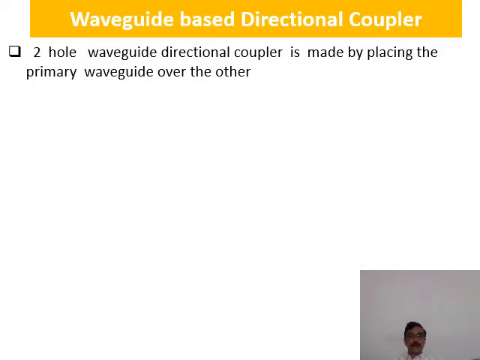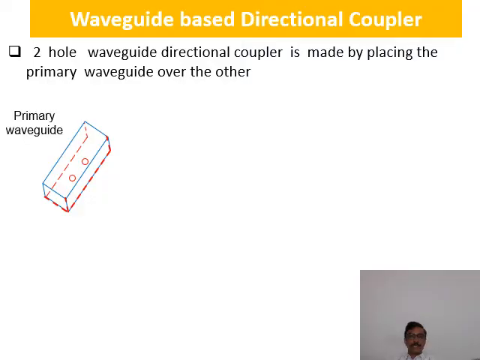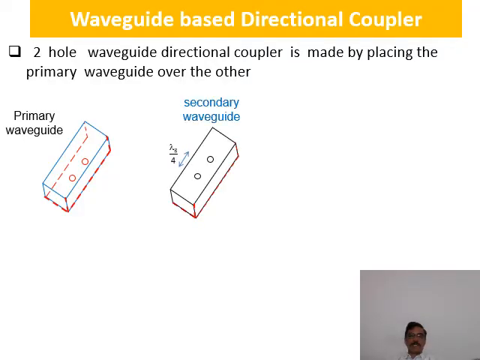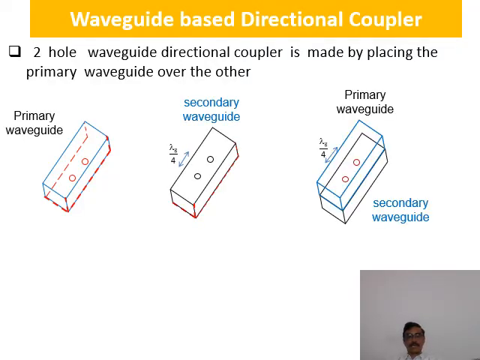Now let us see how a 2-hole waveguide directional coupler is made by placing one waveguide piece over the other one. This is one waveguide piece. This is another waveguide piece. I place one waveguide piece over the other one like this. The top waveguide is referred to as the primary waveguide, and the bottom waveguide is referred to as the secondary waveguide.